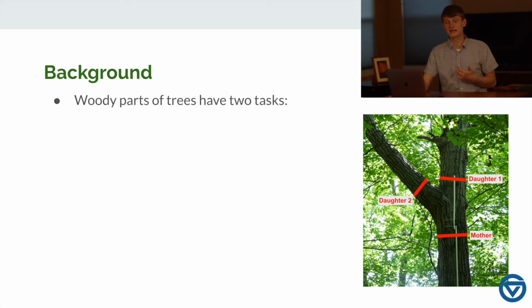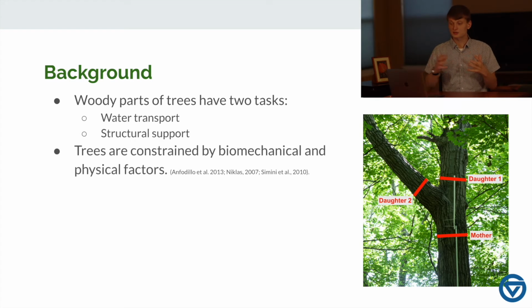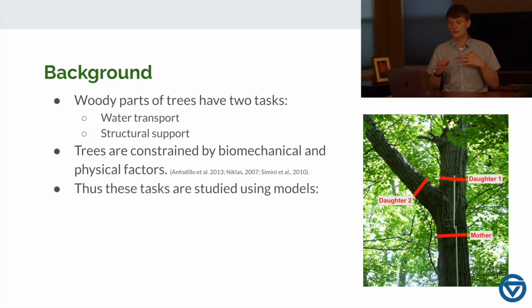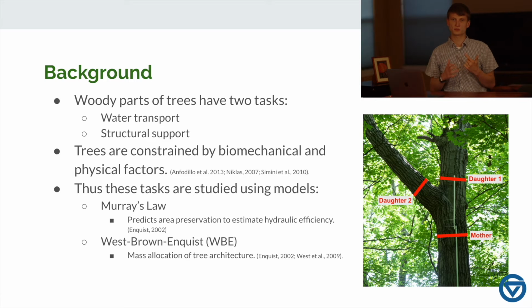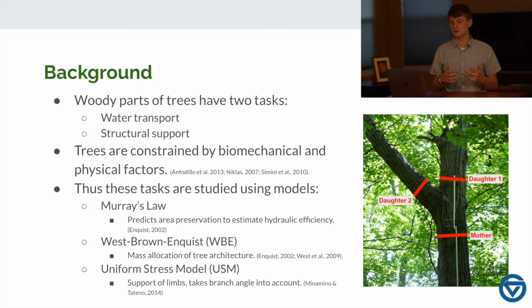A little bit of background first. The woody parts of any tree have 2 main tasks. They've got to transport water and they've got to provide structural support. Trees are constrained by biomechanical and physical factors, and so these tasks can be studied using various mathematical models. We use Murray's law, which predicts area preservation at a branching point and is an estimate for hydraulic efficiency. We use the West-Brown-Enquist model, which is about mass allocation and the total mass that can be supported after a branching point. And the uniform stress model, which is about the support of the limbs, and it takes branch angle into account. Quickly over at the right, you can see a branching point where we have labeled the mother and the daughters, which is used in all of these models.